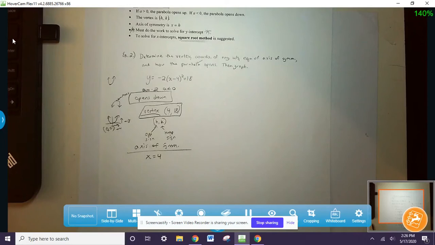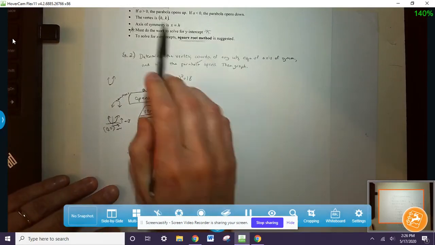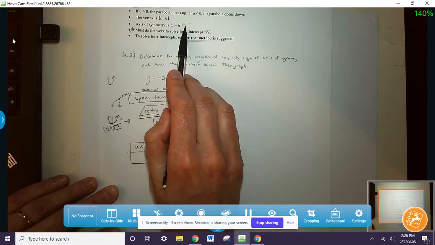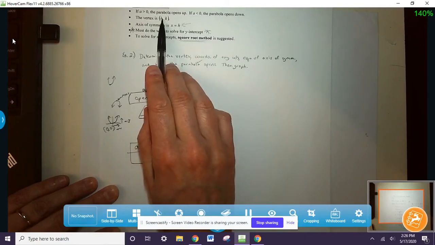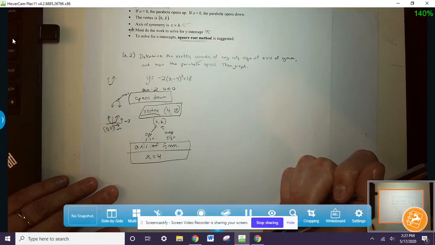The vertical line that goes right through the vertex is going to be x equals 4. And you can write that down in words if you want right here. Axis of symmetry is always the vertical line that goes through the x coordinate of the vertex. That's why whenever I find the vertex, I usually do the axis of symmetry right away.